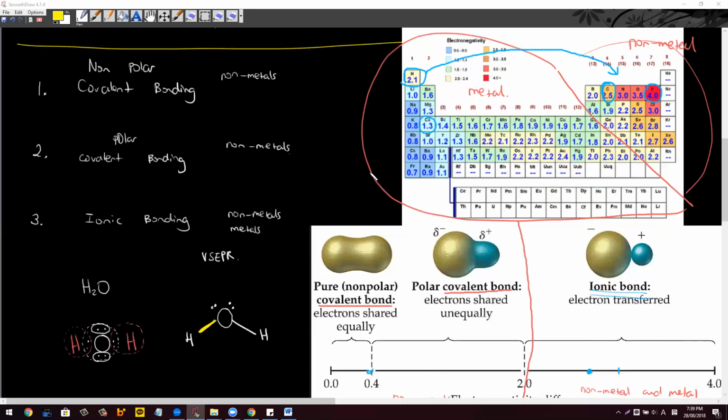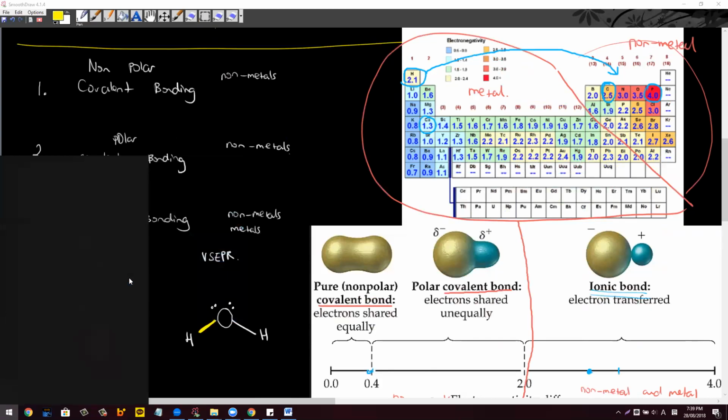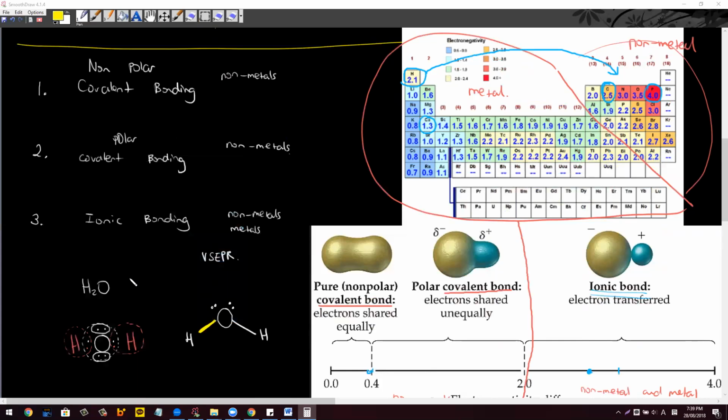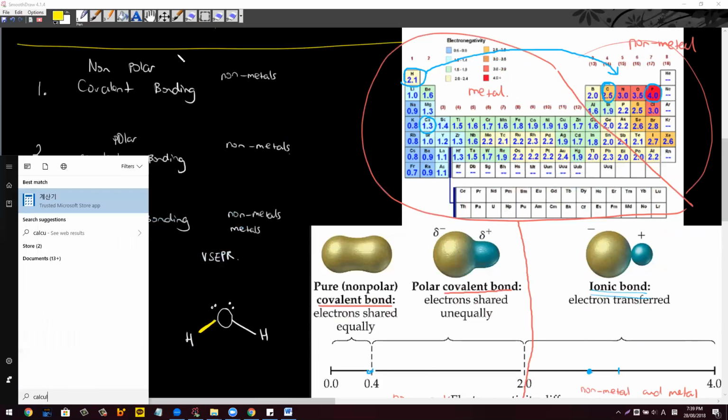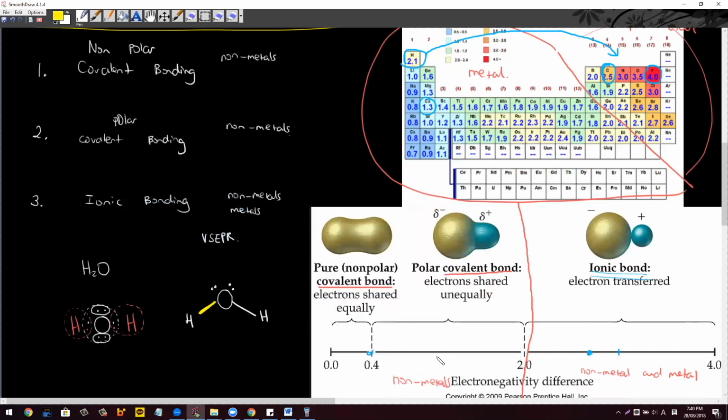3.5 minus 2.1? Yeah, 1.4, right? So let's use a calculator, in case we need it, I'm just going to put it here. So 1.4 is somewhere here, isn't it? Does that mean it's a polar covalent bond, like this one here, or a non-polar covalent bond?